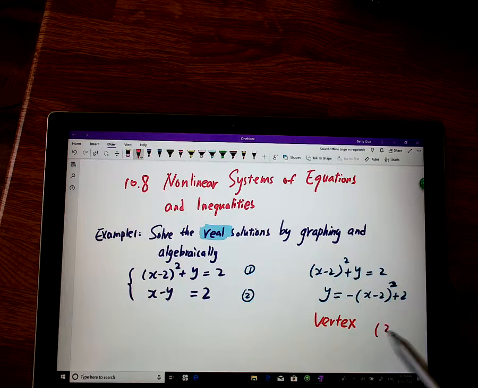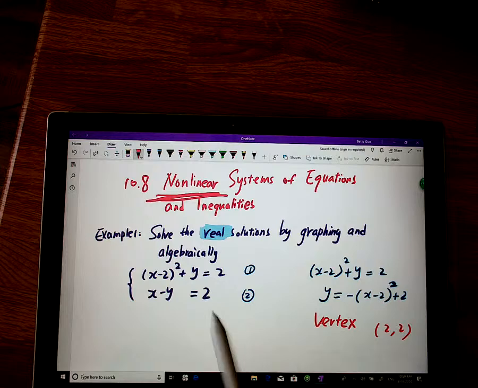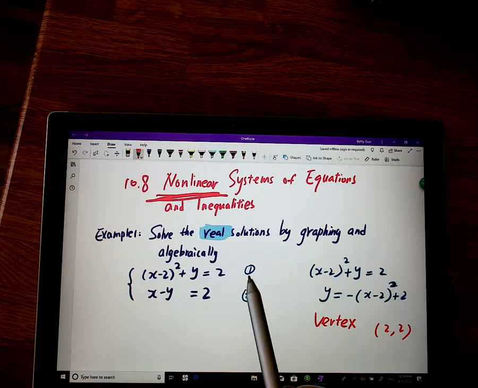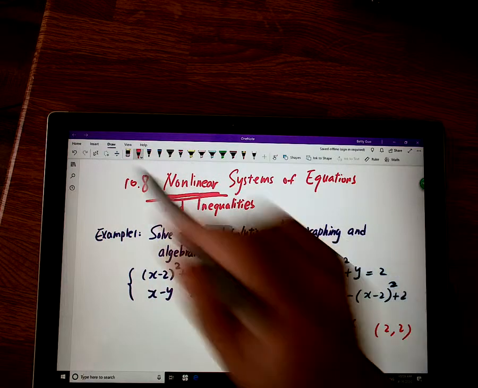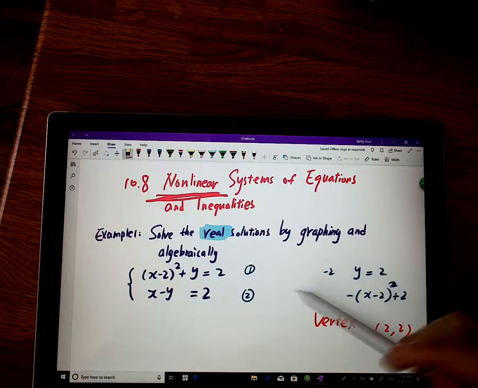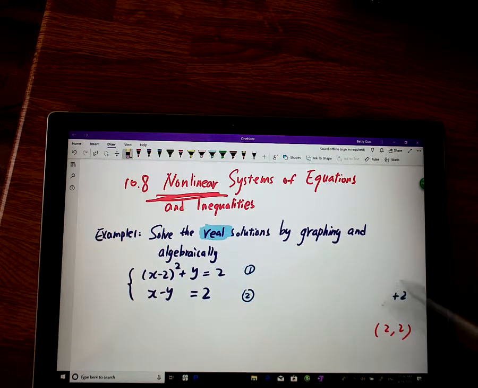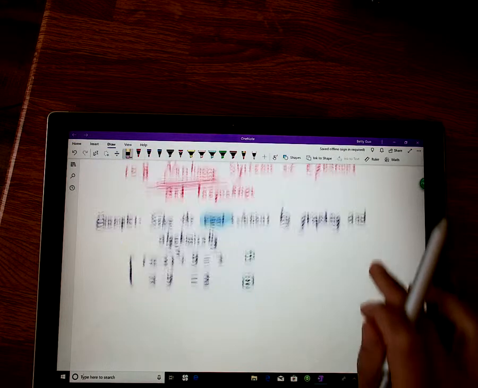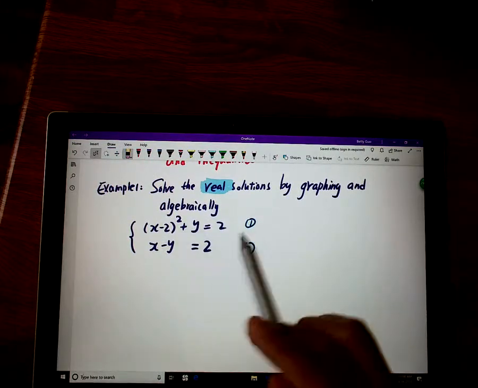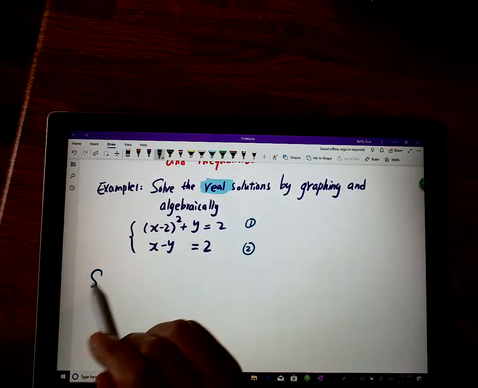The vertex actually is (2, 2). So do you see that? That's the reason the system is nonlinear. The system is nonlinear because one of the equations is not linear. It is quadratic. Okay. Let's see how we solve this system. Let's look at the first equation. We are going to graph it.